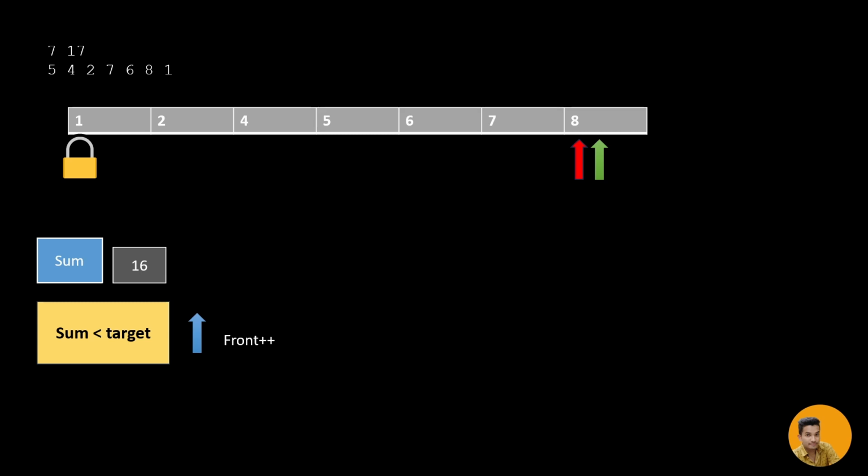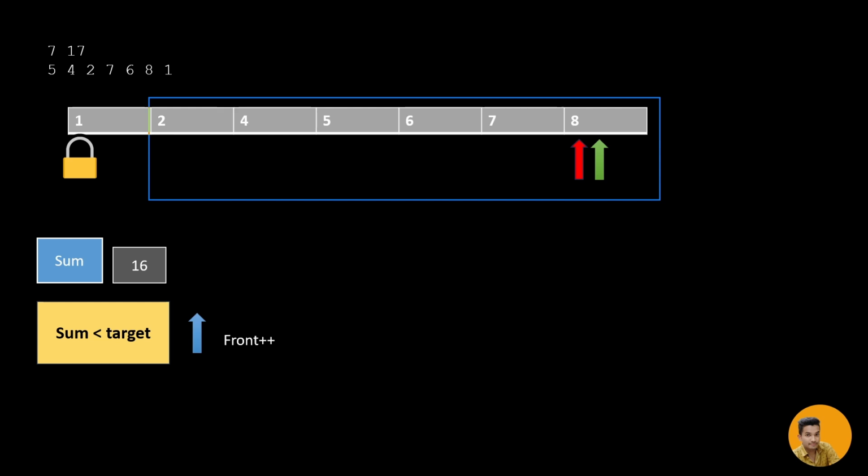But remember that we need to find distinct positions, and here front and rear are pointing at the same number, right? And that is not a distinct position, so we would not include it. That means front doesn't have to run to where the rear is pointing, it has to run before it. So we didn't find any set of values which can make the target.